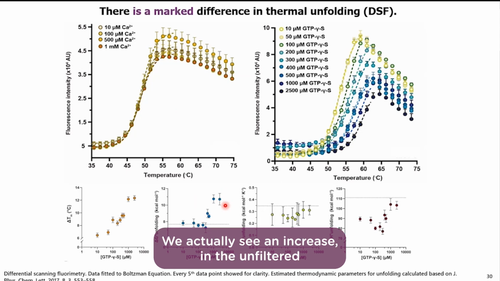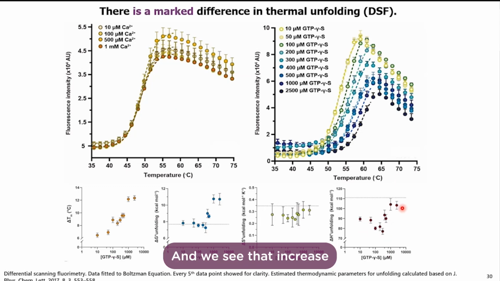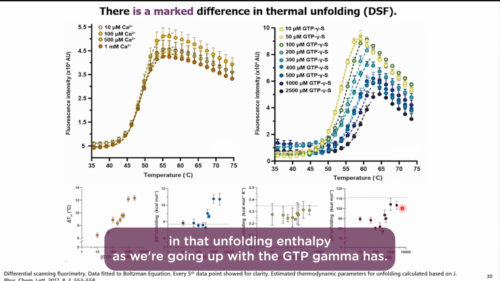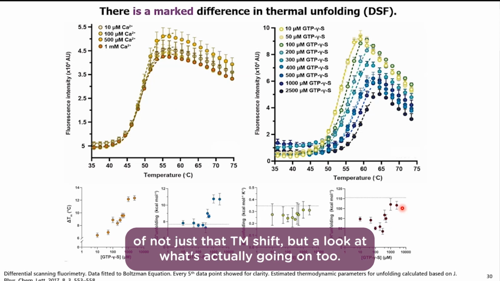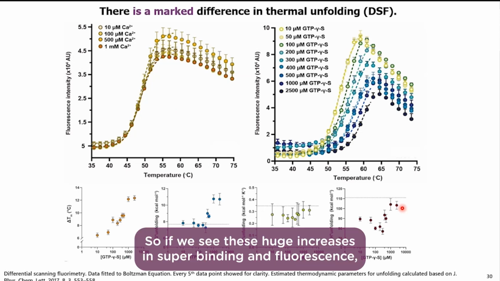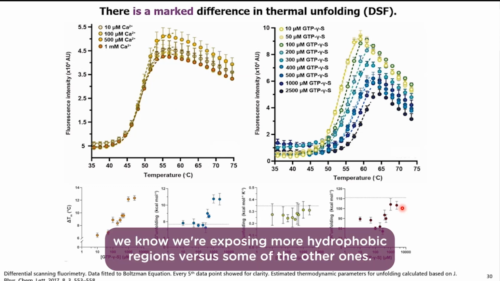Here we actually see an increase in the delta G for unfolding, no change in the delta S. And we see that increase in that unfolding enthalpy as we're going up with the GTP gamma S. So again, we can use this differential scanning, this DSF, to give us a rough idea of not just that TM shift, but a look at what's actually going on too, right? So if we see these huge increases in CIPRO binding and fluorescence, we know we're exposing more hydrophobic regions versus some of the other ones.